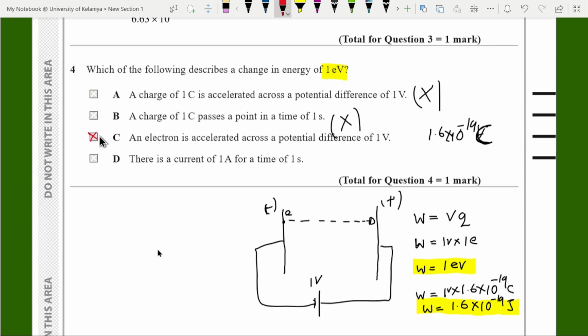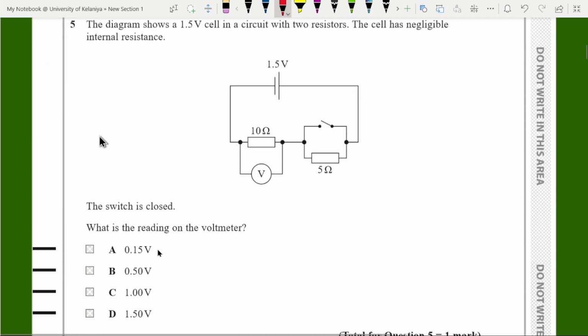Answer C. In the fifth one, the diagram shows a 1.5 volt cell in the circuit with 2 resistors. The cell has a negligible internal resistance. The switch is closed. What is the reading on the voltmeter?